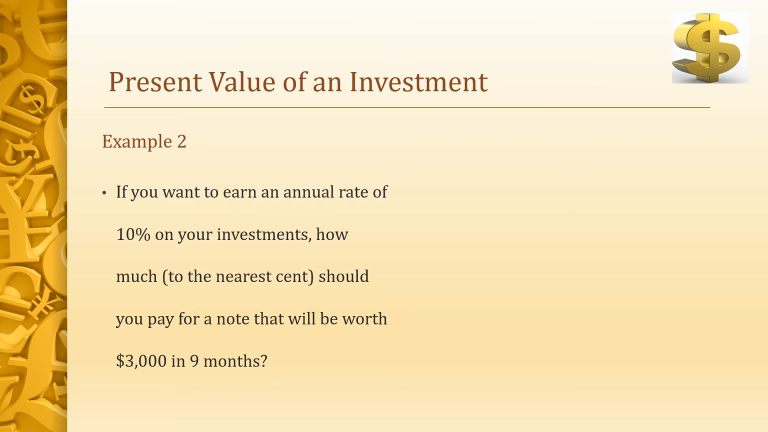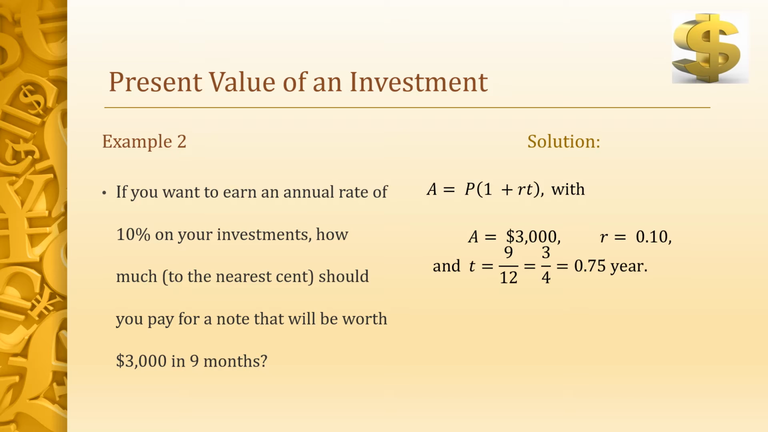Let us see how to find the present value. If you want to earn an annual rate of 10% on your investment, how much should you pay for an amount which is worth $3,000 in 9 months? So the principal amount P is what we want to find. The total amount A is 3,000. The rate of interest is 10%, which is 0.1. And the time T is 9 months, so it is 9 by 12 years. When we substitute in this formula, we can find the unknown P as $2,790.70.